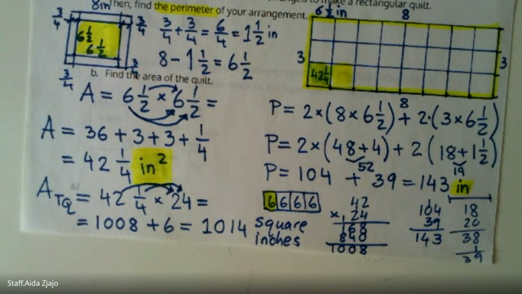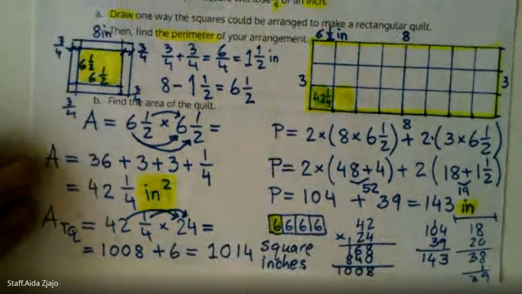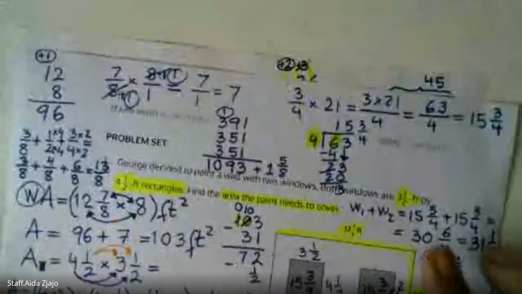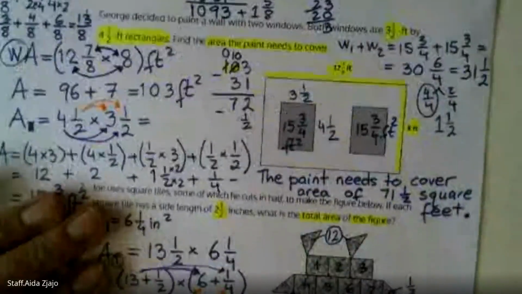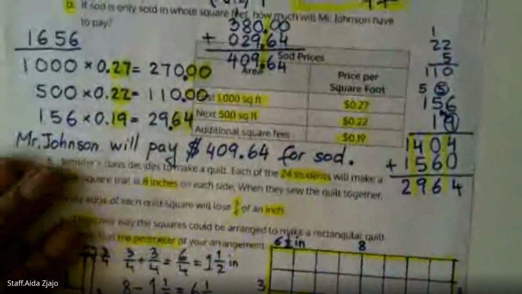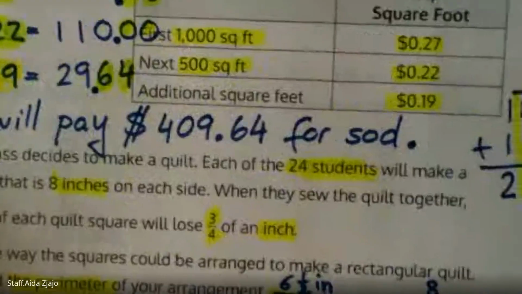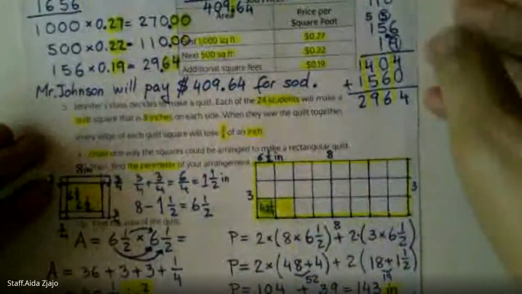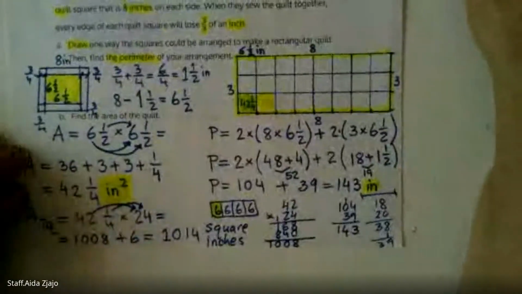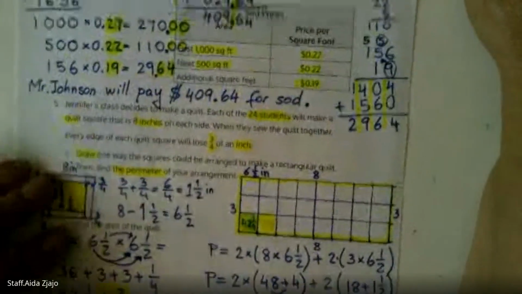Okay, guys, so that would be the problem. Oh my goodness, it's a lot of work. All right. So that was the problem set, lesson 14. And it was Mrs. Z. I am sorry for stopping my presentation.